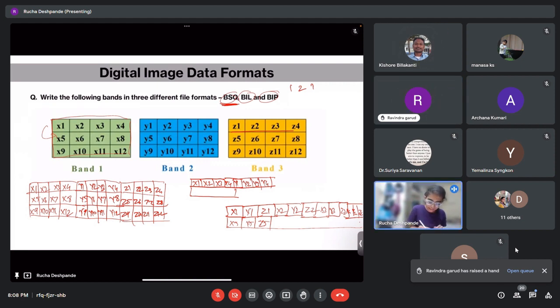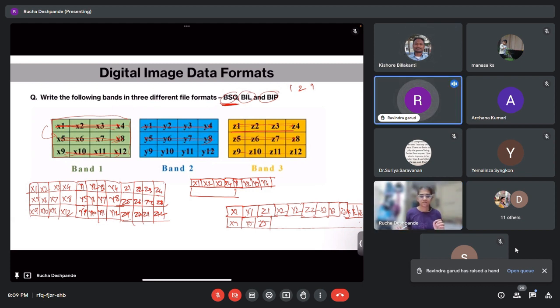Okay. So in BIL, when you're reading the file, this first line will be read, then this first line will be read, then this line will be read, then second line of the first band, second line of the second band, second line of the third band, and so on. But when you are reading a BSQ file, this will be read first: all this first line, second line, third line. Then here first line, second line, third line, and then first line, second line, third line.